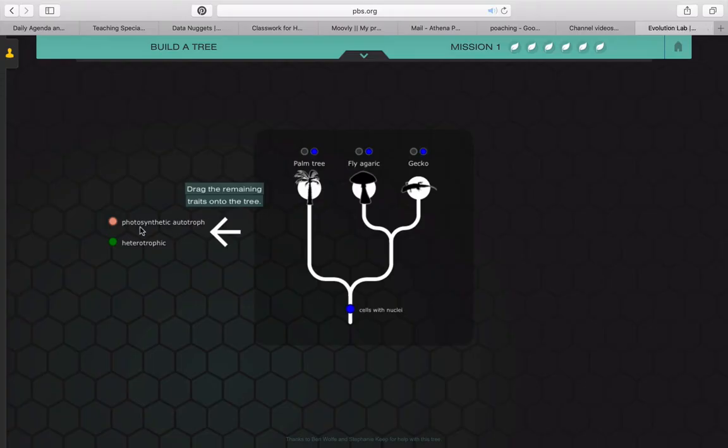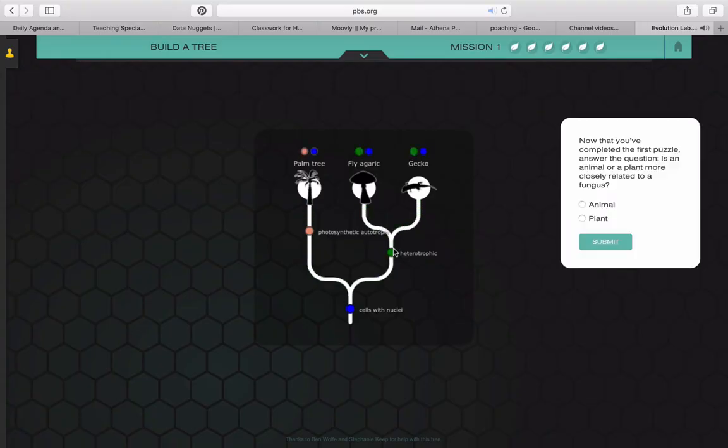So we want to add some additional traits that apply to these organisms. Right here goes the photosynthetic autotroph, which is a plant, the palm tree here. And then over here on this side, what they have in common is that they are both heterotrophs. So which organism is fungi more closely related to? It's actually animals rather than plants.